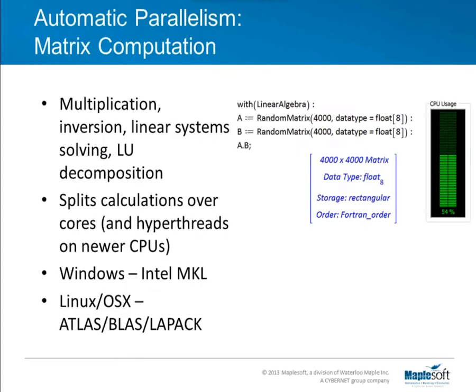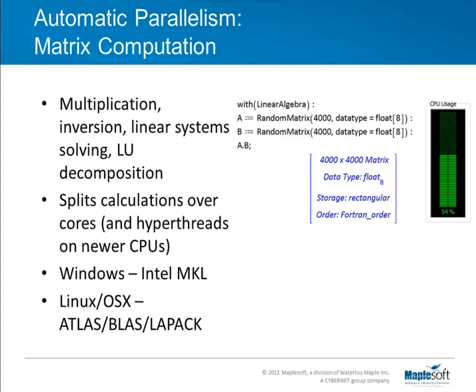So let me speak about some very specific parallel computing and multi-core math features. Matrix computations and linear algebra are at the very core of science and engineering, and many of these operations can be easily parallelized. For example, Maple automatically parallelizes floating point matrix multiplication, inversion, linear system solution, and certain decomposition methods. Maple splits these calculations across as many cores as you have in your computer automatically. There's no user intervention required here.